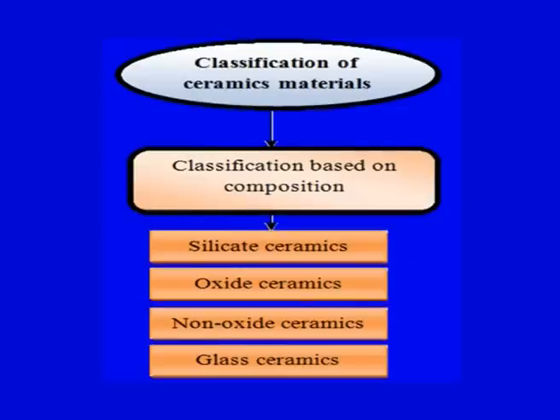So all those 4 categories have been highlighted on your screen, and one by one we will try to see which particular type of ceramic falls under which category. So again, we can see that in this particular diagram we have been able to classify the ceramics into 4 broad categories based on the composition.